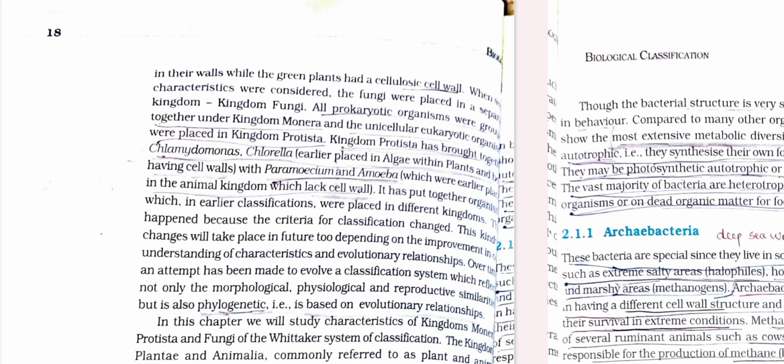So kingdom Protista has brought together Chlamydomonas and Chlorella, which were earlier placed in algae within plants, having a cell wall, with Paramecium and Amoeba, which were earlier placed in the animal kingdom, which lacked a cell wall.